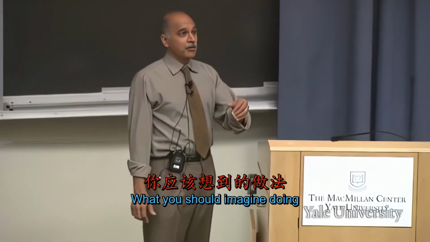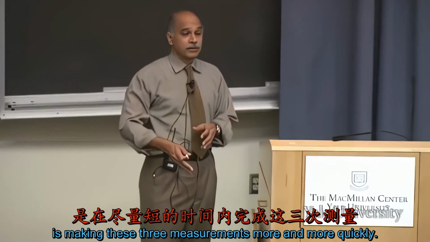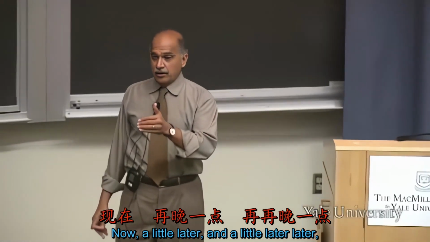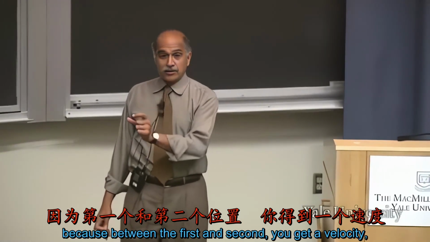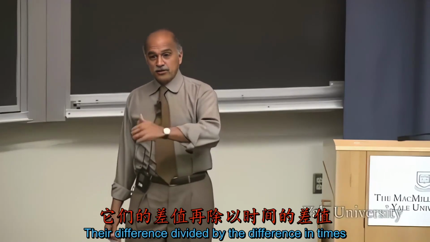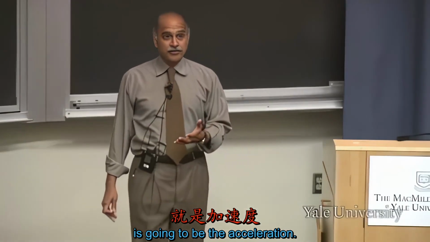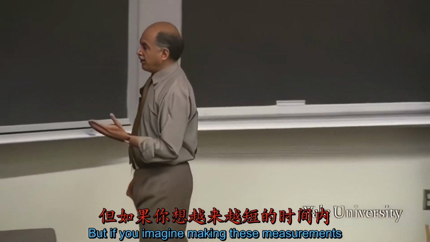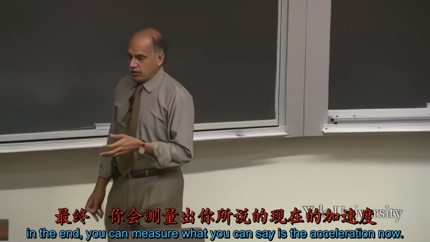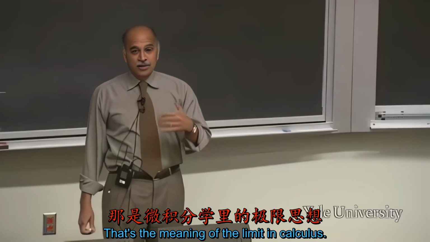So what you should imagine doing is making these 3 measurements more and more quickly, right? You need 3 position measurements. Now, a little later, and a little later, because between the first and second you get a velocity, second and third you get another velocity. Their difference divided by the difference in times is going to be the acceleration. But if you imagine making these measurements more and more and more quickly, in the end, you can measure what you can say is the acceleration now. That's the meaning of the limit in calculus.